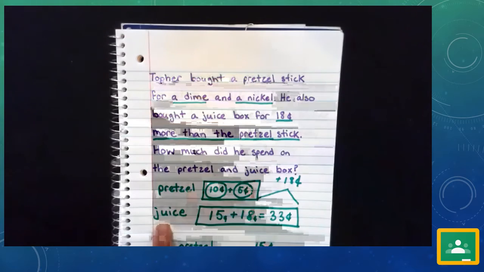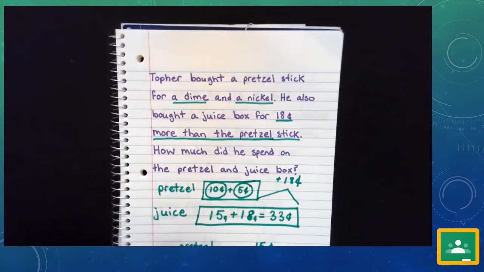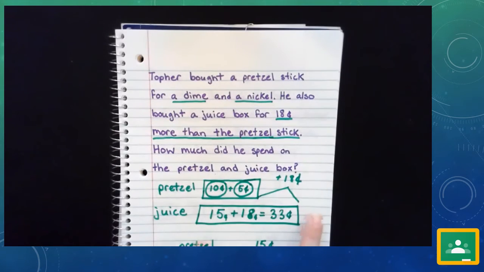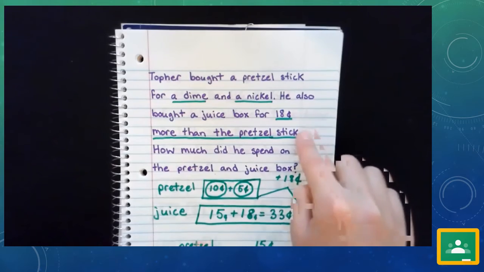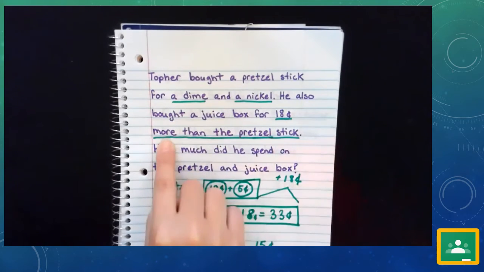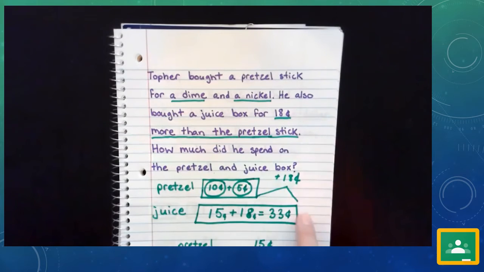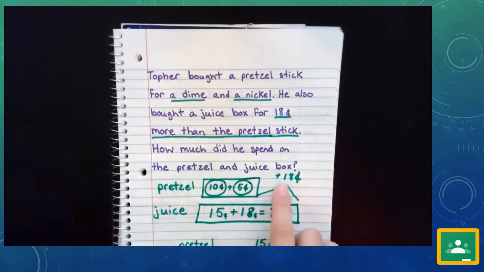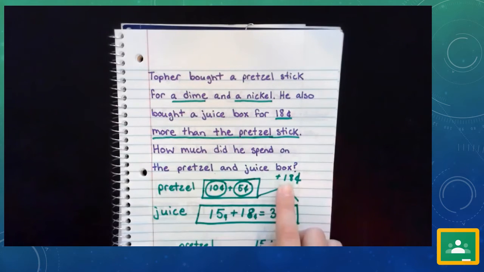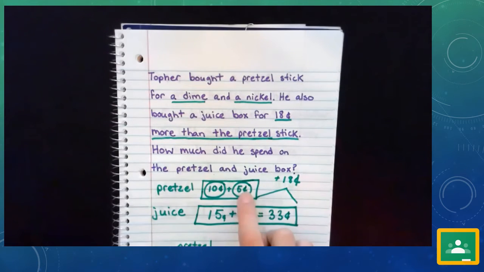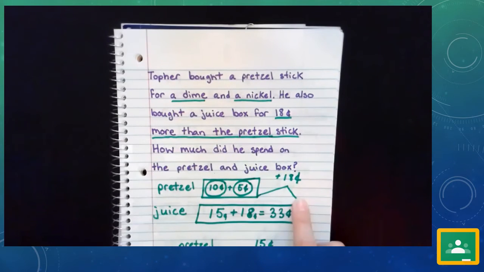The information that I got about the juice box was that the juice box was more. So when I drew this tape diagram, I made a longer rectangle because the information from the problem told me that the juice box was more than the pretzel stick. So this tape diagram has to be bigger to represent that. And then I also learned that it was exactly 18 cents more. So between the pretzel stick and the cost of the juice, that's 18 more cents.